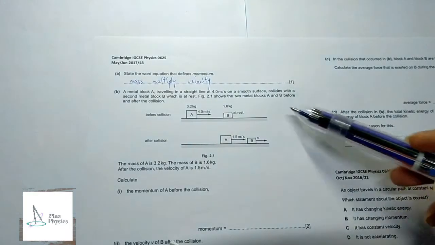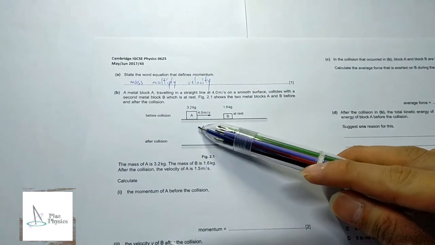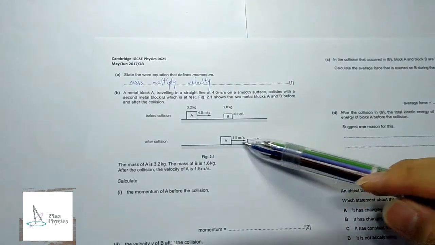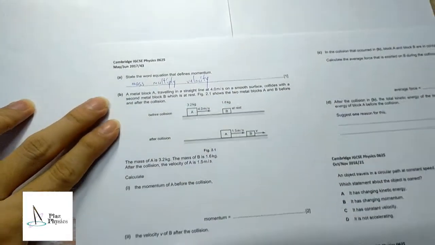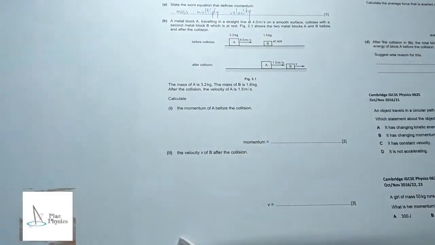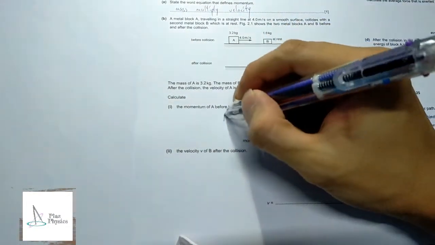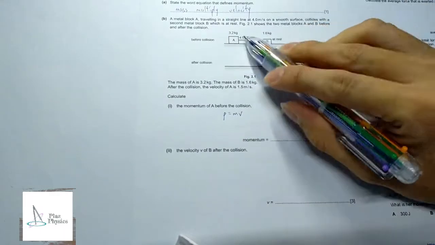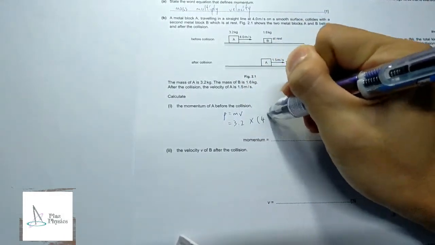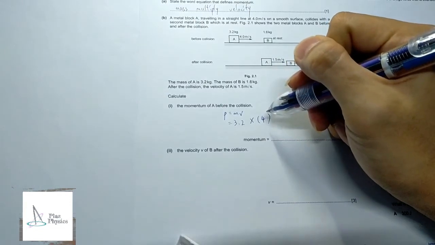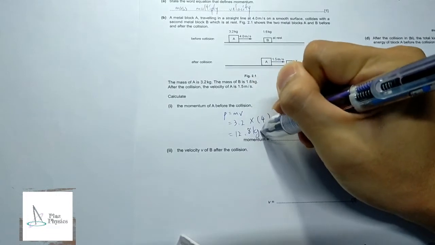Okay. So next one, second object is at rest. After collision, they move at different speeds. Okay, then we can observe the formula. Momentum A before collision, so mv. So just use this, 3.2 times 4. So we will have 12.8 kg meter per second.